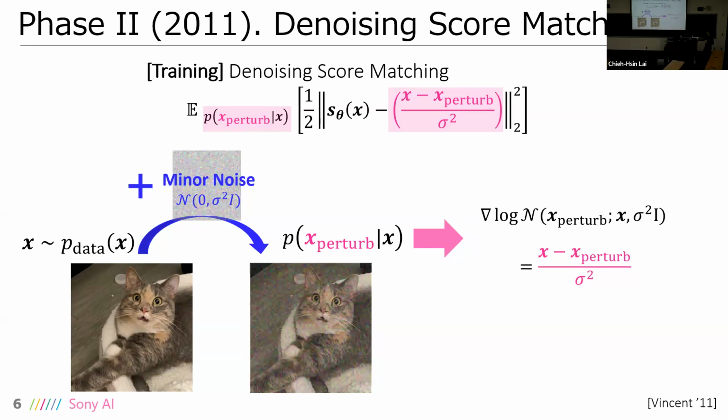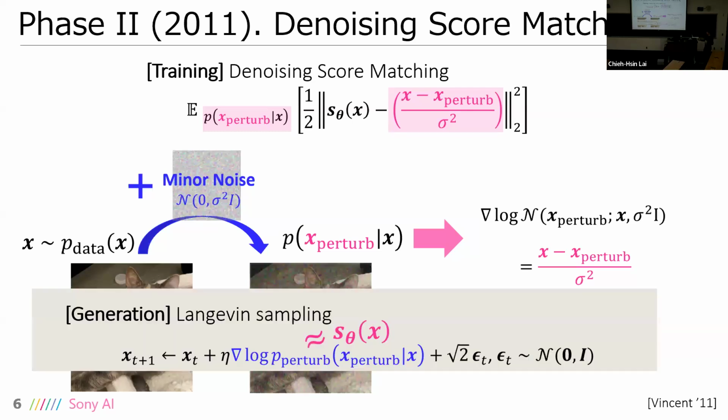Okay, so we still train the neural network to learn this tractable objective. And after we learn it, how we sample is just replace the perturbed score function with the neural network approximated one, and then move toward the high density region. Okay, so this is called denoising score matching. All right.